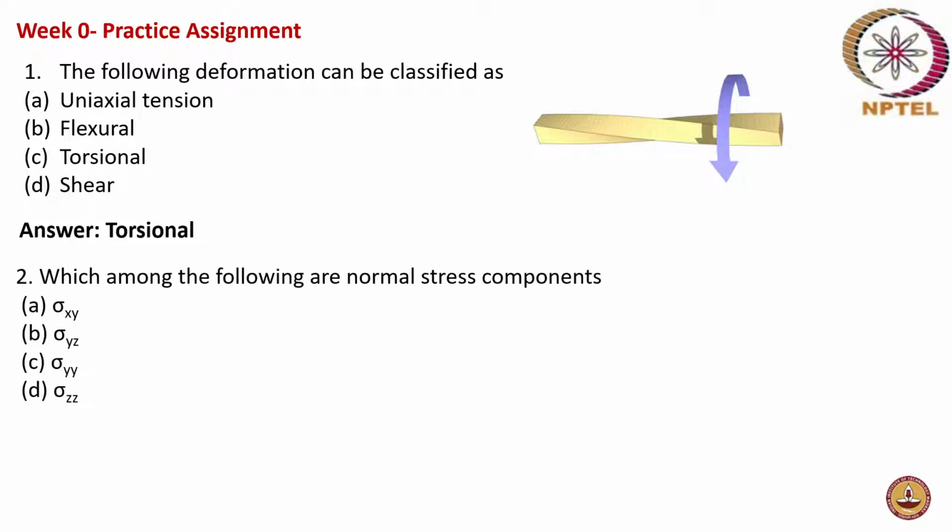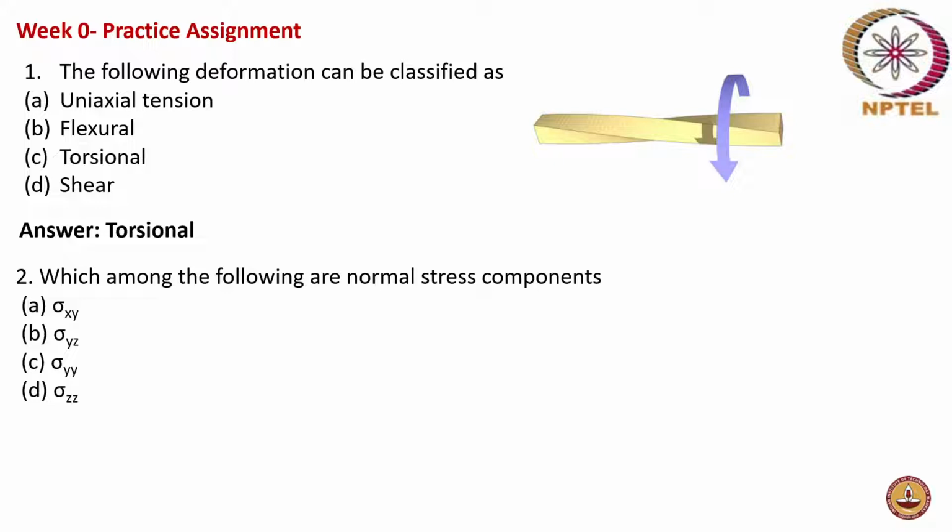Now, question number 2. Which among the following are normal stress components? You know that stress is a tensor, right? And it has different components. Now, which among the following are the normal stress components? Is it sigma xy, sigma yz, sigma yy, or sigma zz? Which of these are normal stress components?